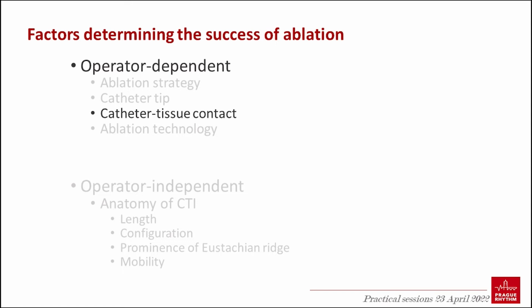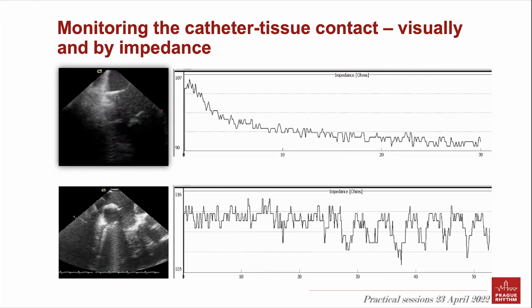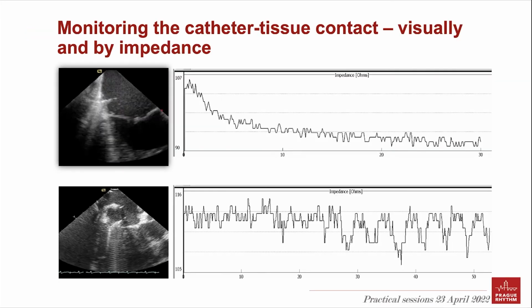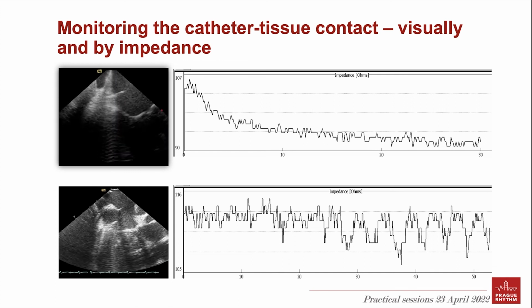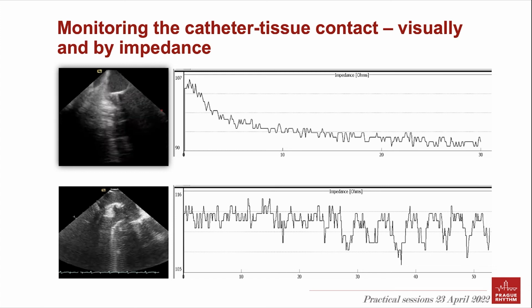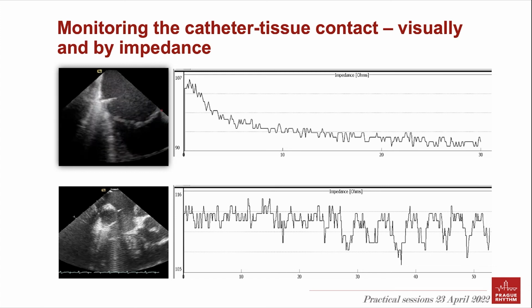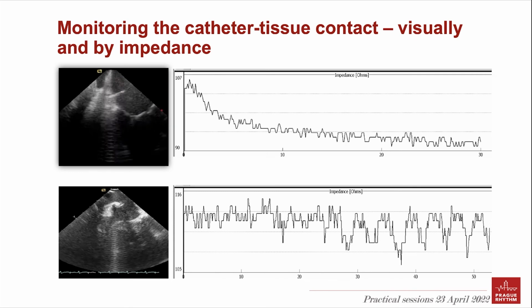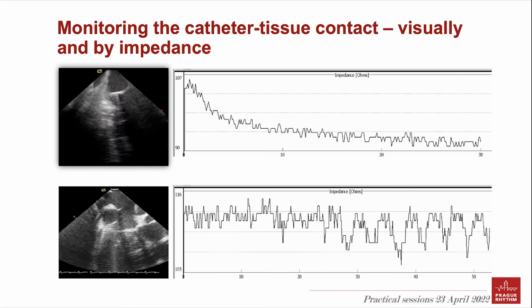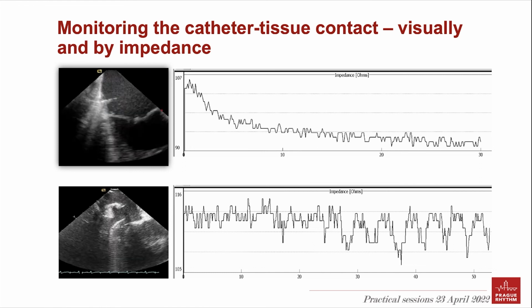Catheter tissue contact is another parameter that can influence the success of ablation. Here you can see on intracardiac echocardiograms good and bad contact of the catheter with the tissue. The corresponding graphs of impedance show a gradual drop in a good position, or good contact, or fluctuation of impedance during bad contact.